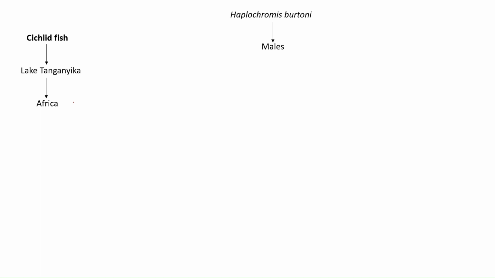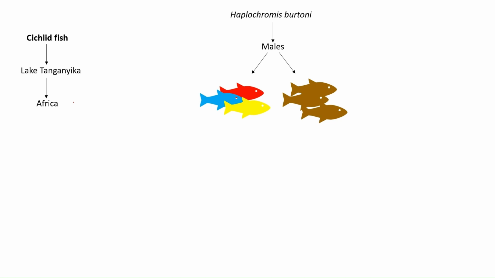Now the males of this fish are of two varieties. As you can see, both varieties of fish, appearance wise, are very different from each other, where one group of males are brilliantly colored with black, yellow, blue, and red color, whereas the other group of males are pale brown colored.